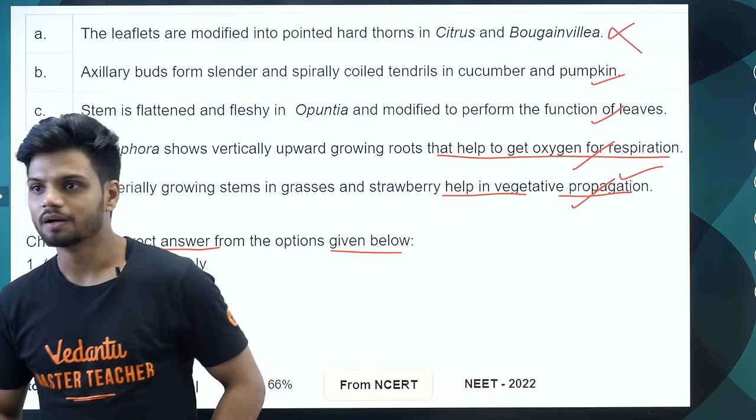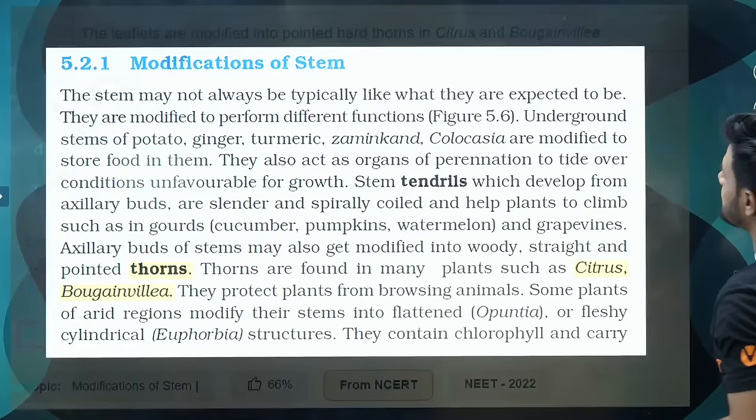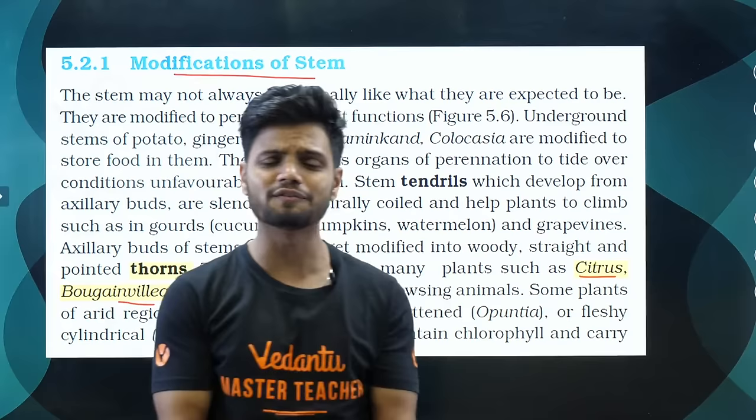Anyone? Students, first option is wrong because it is not a leaf modification. It's supposed to be your stem modification. If you look at your NCERT snip, right here, can you see? Bougainvillea as well as your citrus. Citrus and bougainvillea are your modification of your stem. They're not modification of your leaflets or leaf.